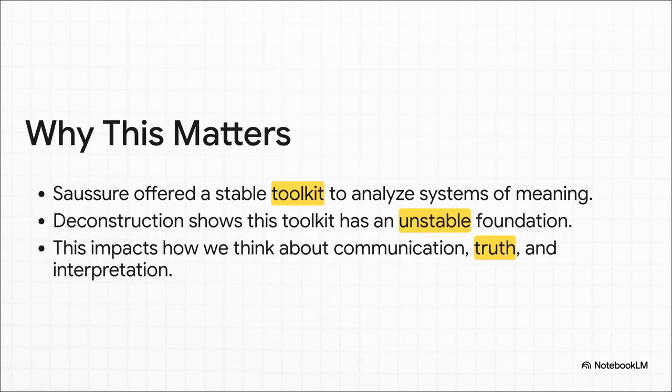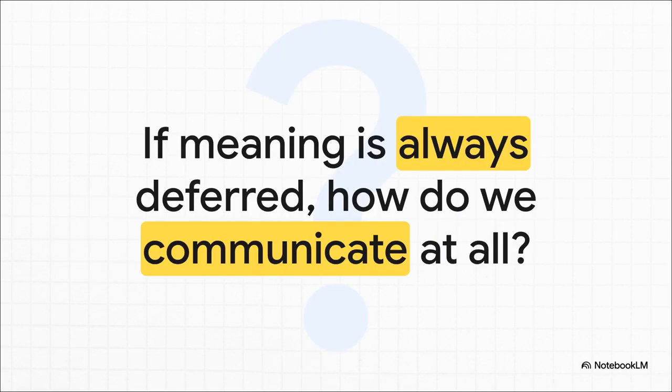So let's step back. Why does this whole trip from a stable system to a totally unstable one even matter? Well, Saussure gave us this incredible toolkit to see the hidden order in our culture. But deconstruction came along and showed us that the whole toolkit is built on a foundation of quicksand. And that changes everything. It changes how we think about communication, how we think about truth, and how we interpret the entire world around us. Which leaves us with one last really big question to think about. If meaning is always slipping through our fingers, always being postponed in this endless chain of words, how is it that we ever manage to understand each other at all?